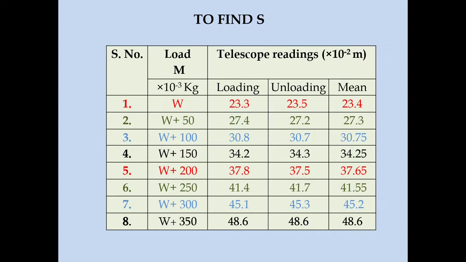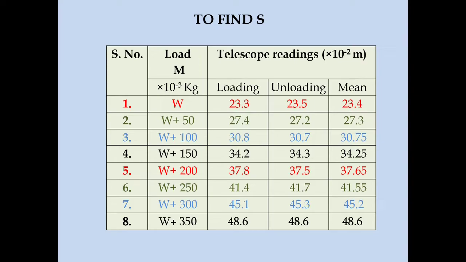In this we have the load and the telescope readings for loading and unloading. The next column is mean. For every load we have loading and unloading. To get the mean of these scale readings, we have to add these two scale readings. 23.3 plus 23.5, the mean of these two values, is 23.4. In the same way, for all the values we have to take the mean of the loading and unloading scale readings.